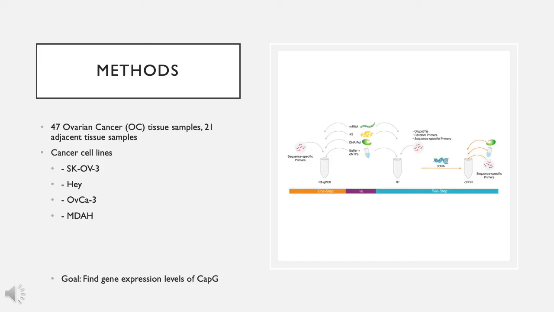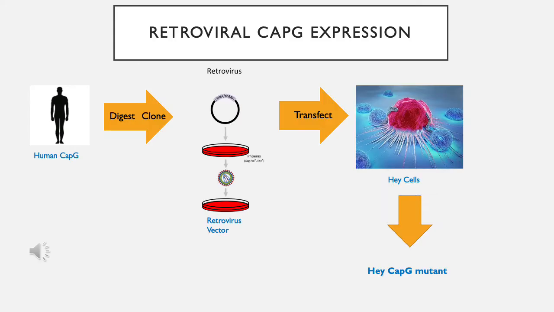Multiple experiments were carried out in this paper, but to start, the researchers obtained ovarian cancer and adjacent tissue samples. They also took different cancer cell lines including SKOV3, OVCA3, HEY, and MDAH cell lines. These samples were run through reverse transcription qPCR in order to find the levels of CapG gene expression. The HEY cell line has a naturally low level of CapG expression, so in order to study the effects of CapG, HEY was modified to overexpress CapG.